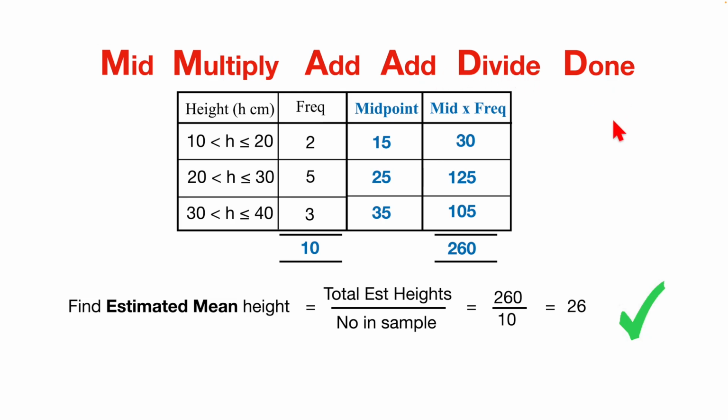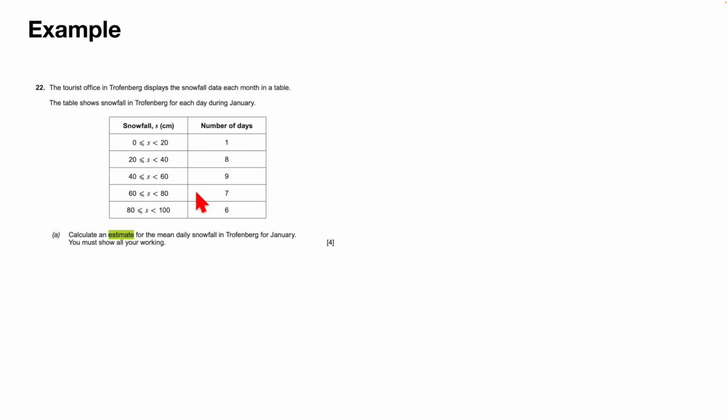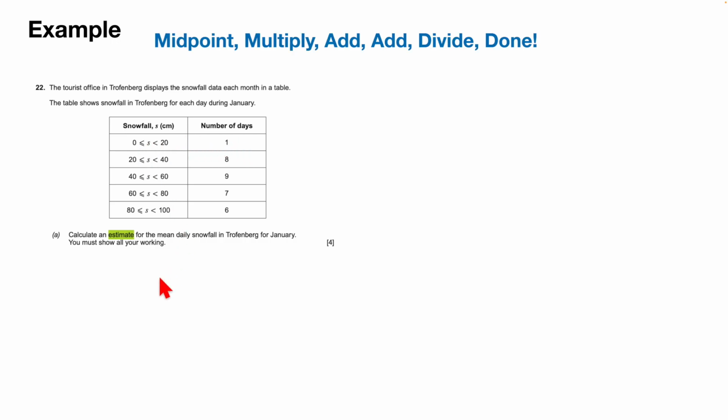But it helps. So, let's have an example. Instantly you can see that this is some sort of frequency table. These are the number of times it happens. This is the snowfall. And you can see it's all about the snow in this place during January. So hopefully there'll be 31 days. I call it a mnemonic or phrase to help us remember: midpoint, multiply, add, divide, done. We'll have a little think.